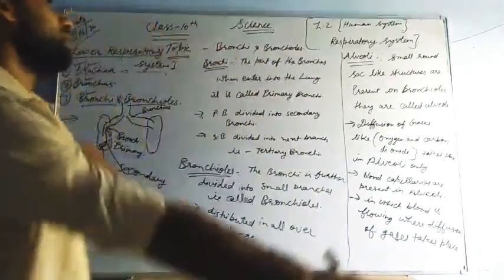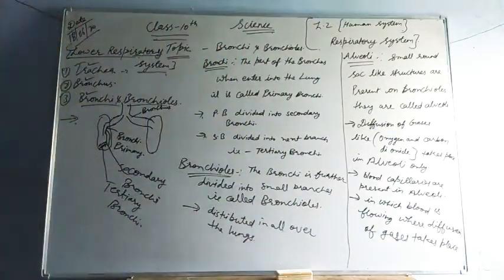Right? So, alveoli is what? Let us check once. Small, round, sac-like structures are present on bronchioles. They are called alveoli. Diffusion of gases always takes place in alveoli. For example, which gases are diffused into our lung? Oxygen is diffused into our blood and carbon dioxide is diffused out of our blood, right?